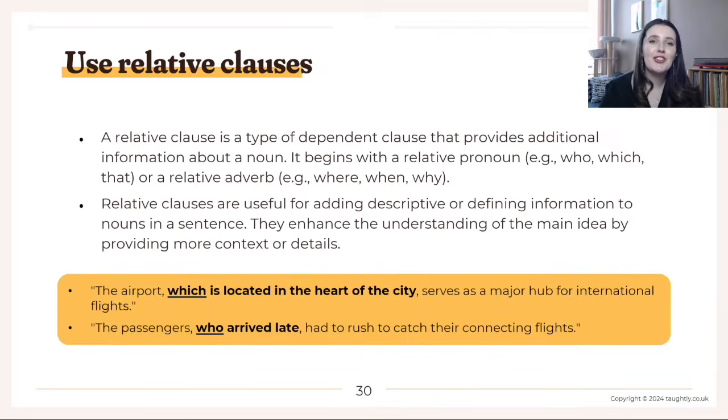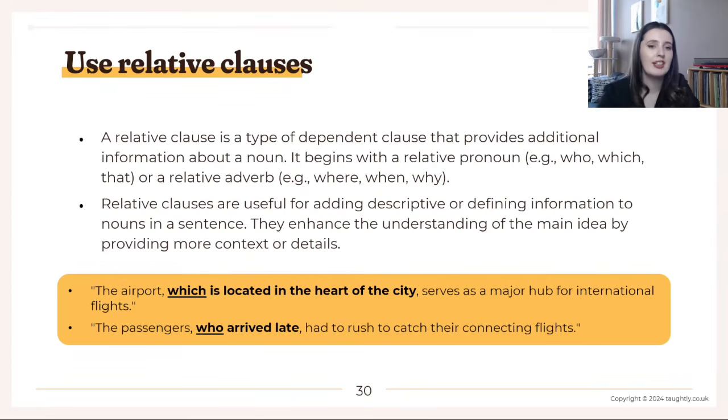You can also use some relative clauses to add ideas and details on. So a relative clause is a type of dependent clause that provides additional information about a noun. So it begins with a relative pronoun, like who, which, or that, or a relative adverb: where, when, and why. So they are really useful for adding on descriptive or defining information about nouns, and they enhance understanding by providing more context or details. So it does sound really quite formal, especially in a report when you're trying to be quite specific, remember, with what you're talking about.